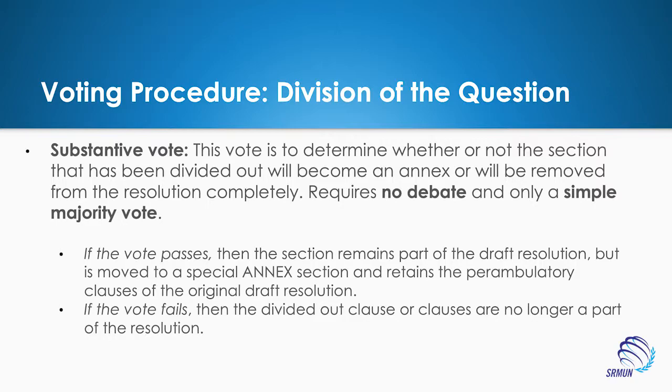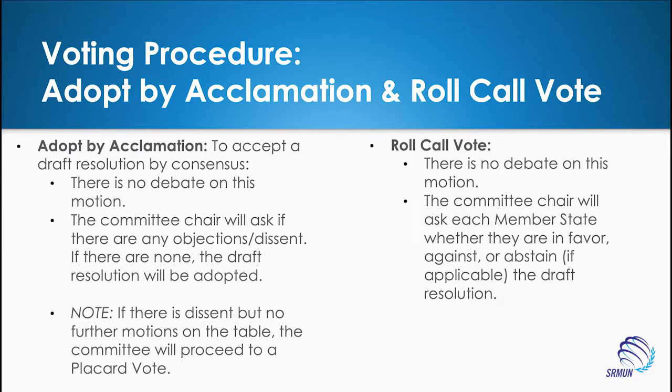The fourth is adopt by acclamation. This would just be a simple motion to say South Africa motions to adopt this resolution by acclamation. We will accept that, and we will see if there's any dissent. If there are any placards raised against this, then it is not adopted by acclamation. We will not go into that.